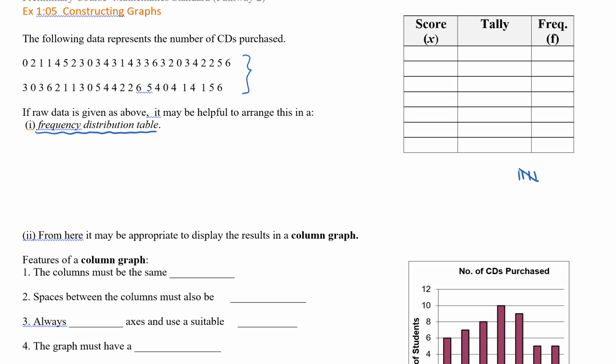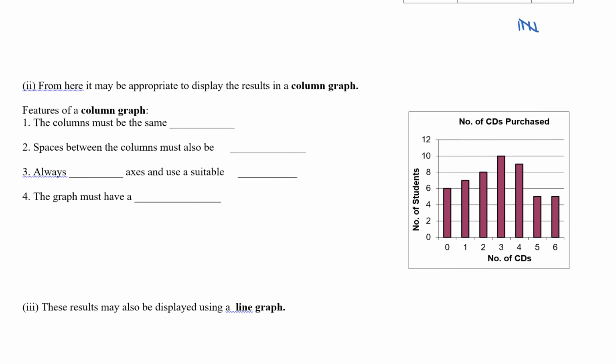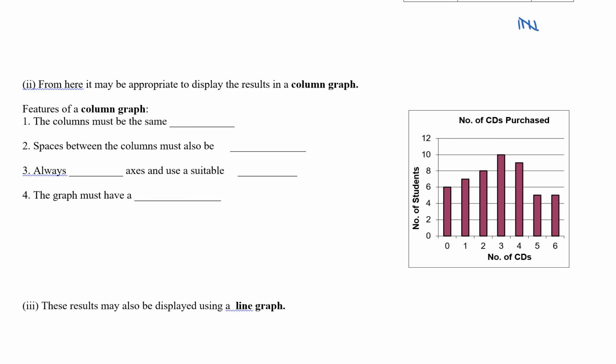You can then see that we're going to take this information and put it into what I've called here a column graph. Please put that in brackets. In this course, it's going to be referred to as a bar chart. Now, there is no difference between constructing a bar chart and constructing a column graph. There is no difference. The only difference is in the name.